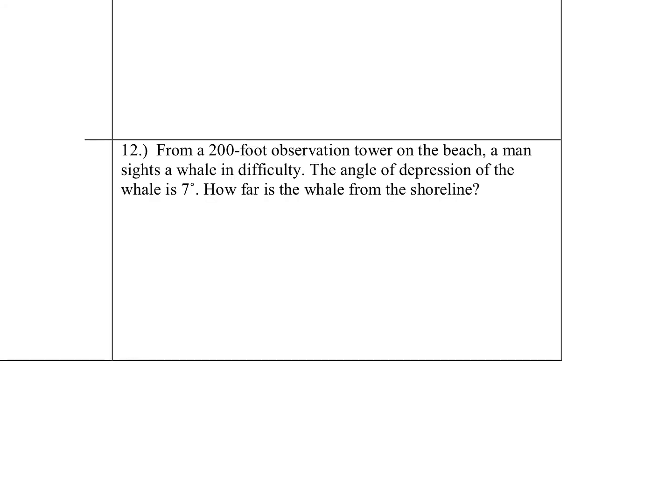So from a 200-foot observation tower on the beach, so here's our observation tower, it's 200 feet. A man sights a whale in difficulty. So the man's up here in our observation tower, and let's say the whale is out here. The angle of depression of the whale is 7 degrees. How far is the whale from the shoreline?